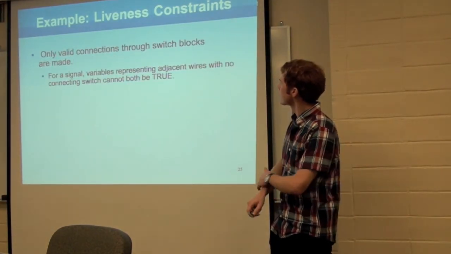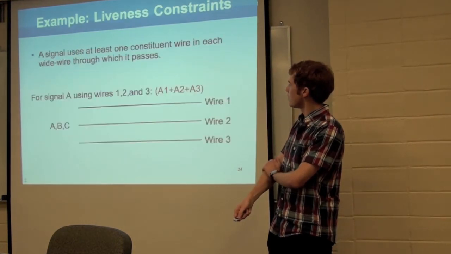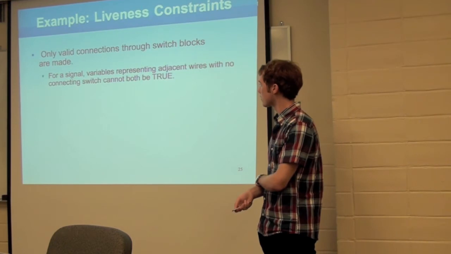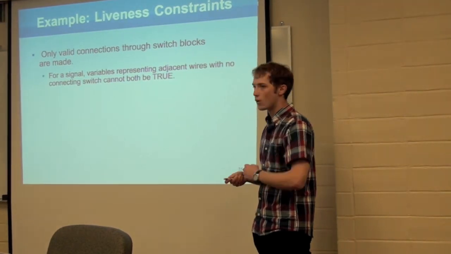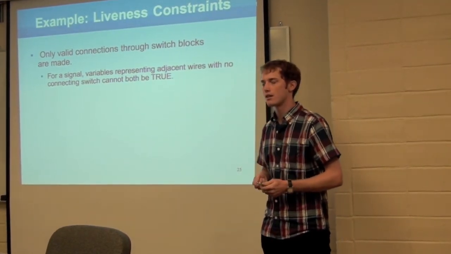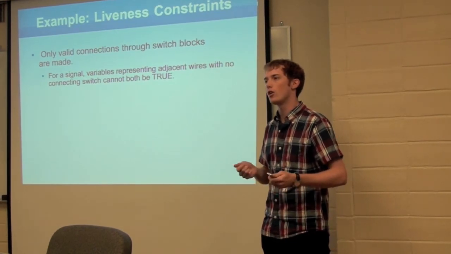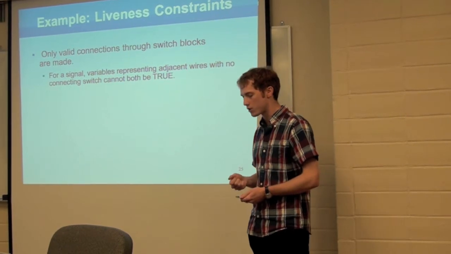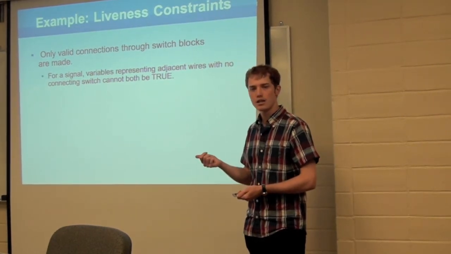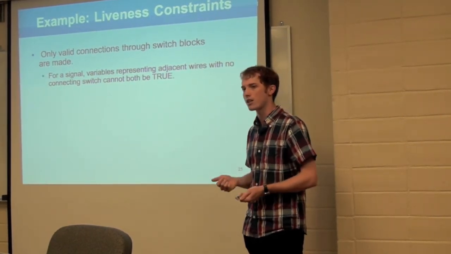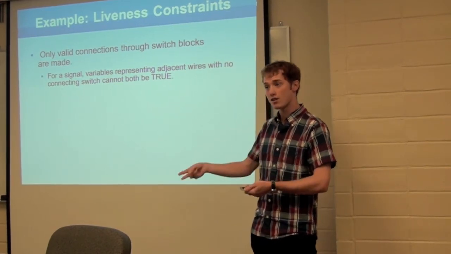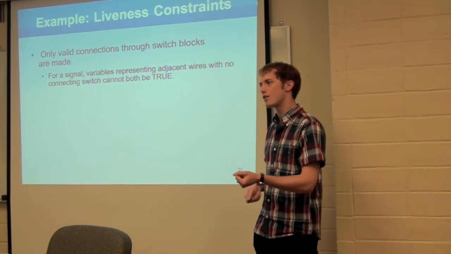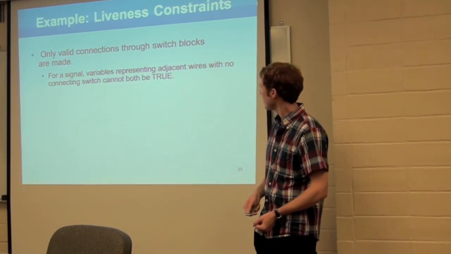And then the other type of liveness constraint is to make sure there are valid connections through the switch blocks. It's important that not all underlying switches are present, as I've indicated in the architecture description. We only had the straight connections. So some connections aren't valid, and we want to make sure that it's not assumed that those connections are there.